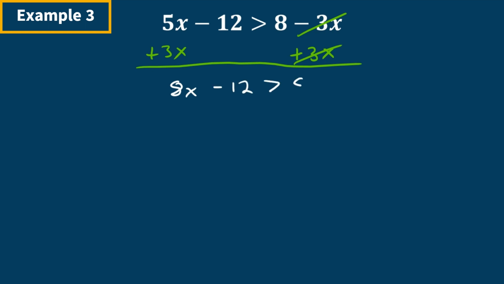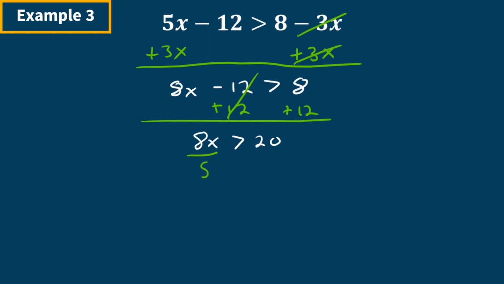is greater than 8. Now, we have to move over this -12 here, so we do the opposite, which is add. So plus 12 plus 12. These 12's cancel. And now we have 8x is greater than 8 plus 12 is 20. To get x by itself, we divide by 8. Divide by 8. The 8's here cancel. And we're going to have x is greater than 20 over 8.